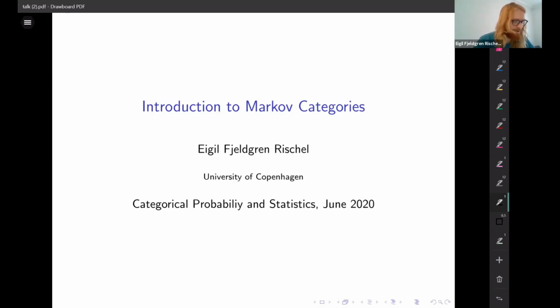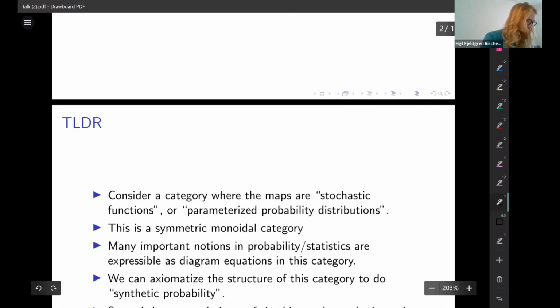All right, so I'm going to tell you about this thing that Tobias calls Markov categories, and I think it's known by quite a few different names in the literature, but I'm going to stick with this one, which I'll tell you about.